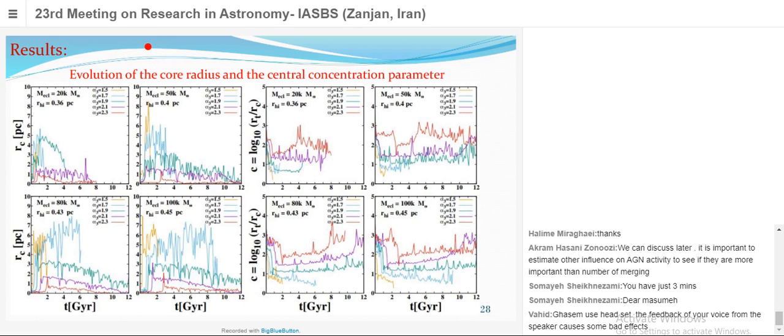One of the most important parameters that we can compare with observation is the core radius. In the left panels, we plotted the core radius, and the central concentration parameters of star clusters are plotted in the right panels. You can see the central concentration for canonical models is higher than for the top-heavy models in all of these panels. The red one is higher than the yellow one.